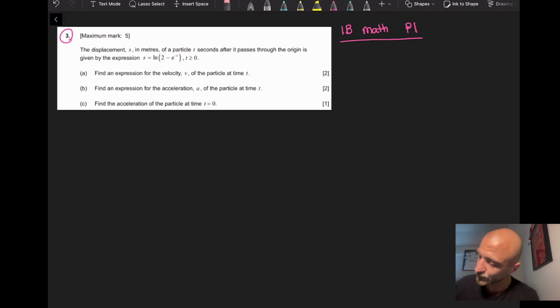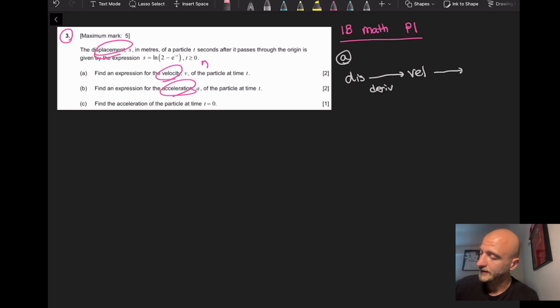Part A is asking us to find an expression for the velocity of the particle, given the expression for the displacement of the particle. Whenever we see the words displacement, velocity, and acceleration, always what we're going to think about is derivatives every single time. I'm going to do a little chart to keep this in mind: if we have displacement and I want to figure out velocity, I take the derivative. If I have velocity and I want to figure out the acceleration, I take the derivative.